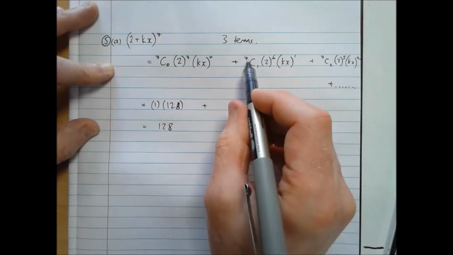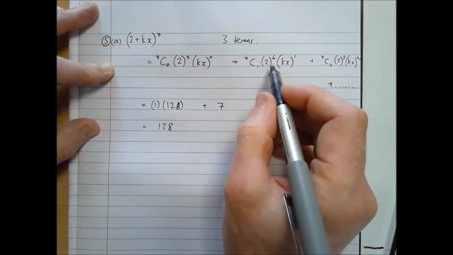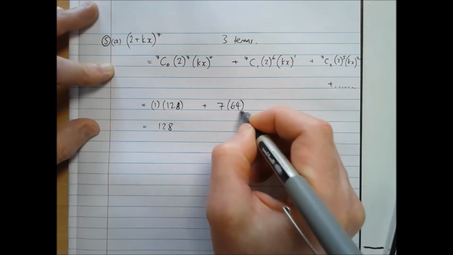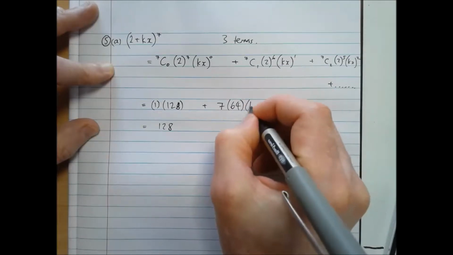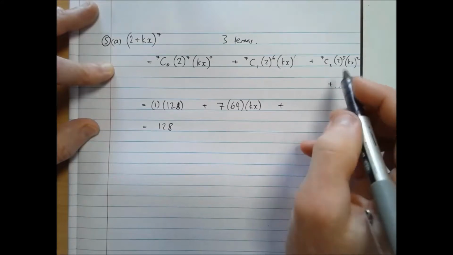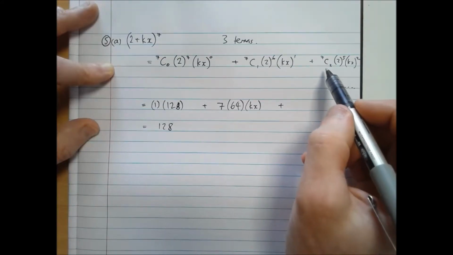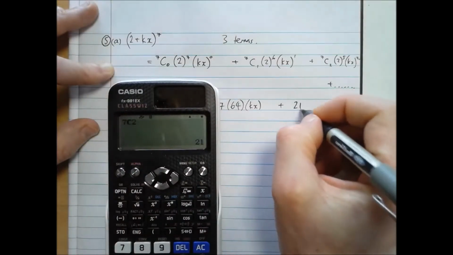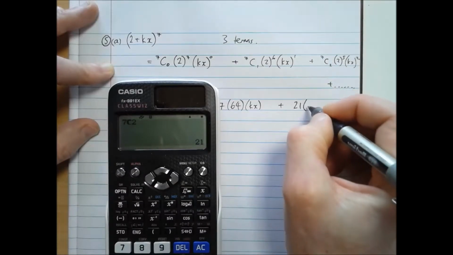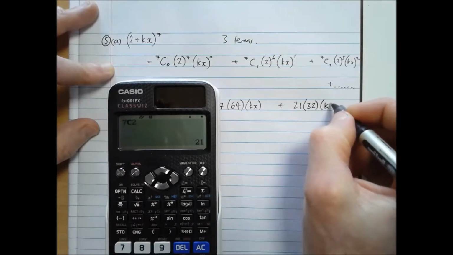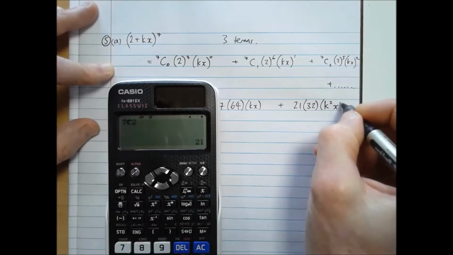Okay, so next term, 7C1, well that's going to be 7. 2 to the power of 6, now that's going to be 64. And kx to the power of 1 is going to be just kx. And next term, 7C2, get out your calculator for that. 7C2 is 21. 2 to the power of 5, that's going to be 32. And then (kx) all squared, so don't forget to square both bits. Square the k, square the x.